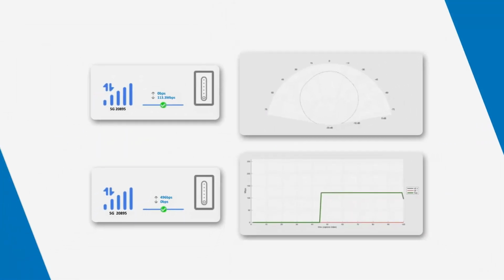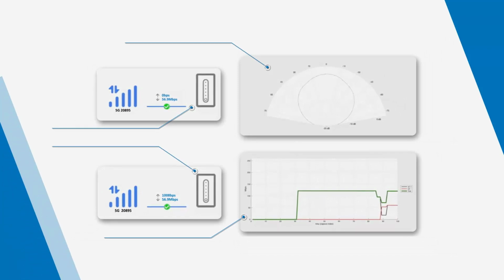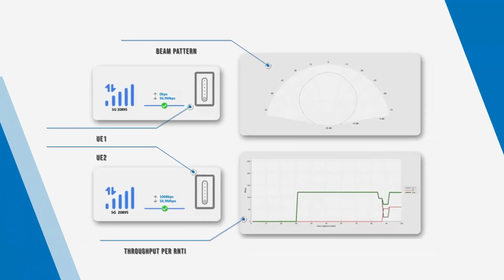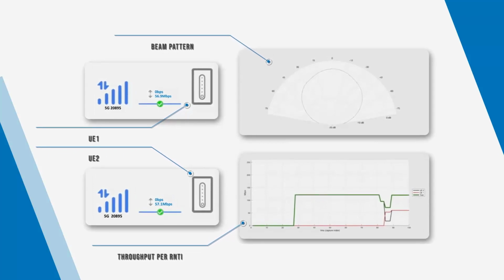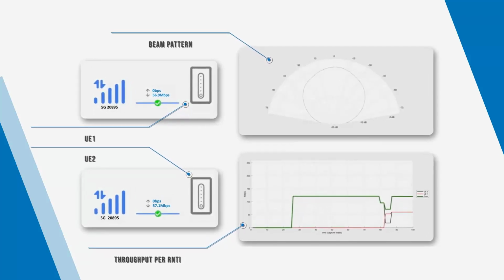The thick black trace is the most recently computed beam for the first UE. The thick red trace is the most recently computed beam for the second UE and includes throughput and a representation of the beams derived from the computed precoder coefficients.